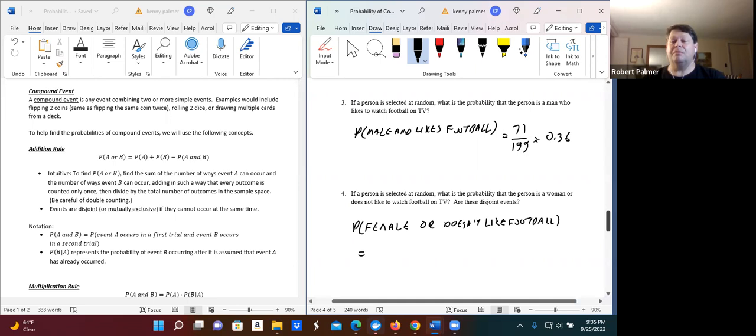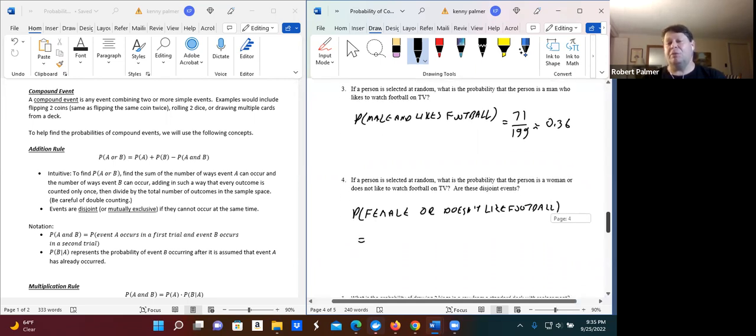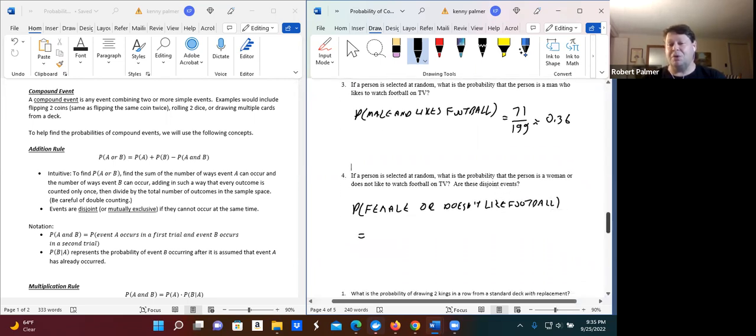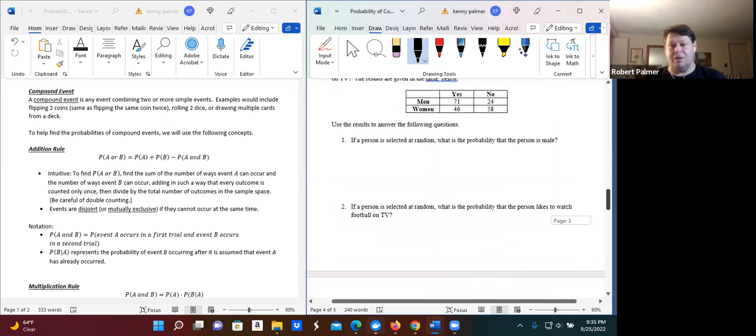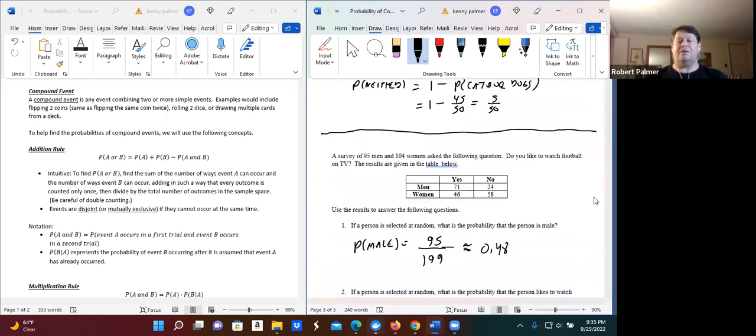This is an or question. So when we say or, we'll make sure we don't count doubling. Also, let's ask, are these disjoint events? Let's find out. So we're saying that person is a woman. So women, we include both those who do and don't like to watch football.